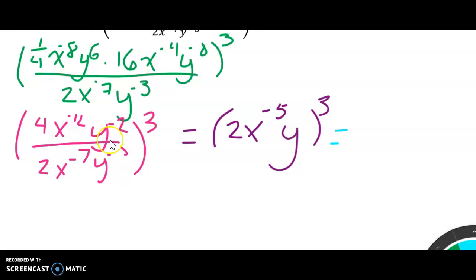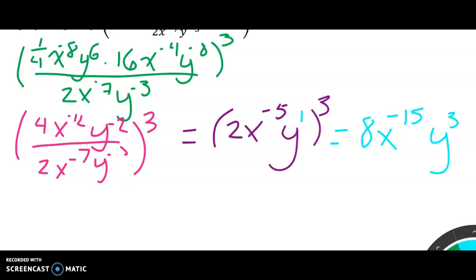So next we're going to use the power rule. So 2 raised to the 3rd power, 2 times itself 3 times gives us 8. We'll multiply negative 5 times 3, negative 15. And y, remember there's no exponent, but we know it's 1. 1 times 3 gives us 3. This is not our final answer.